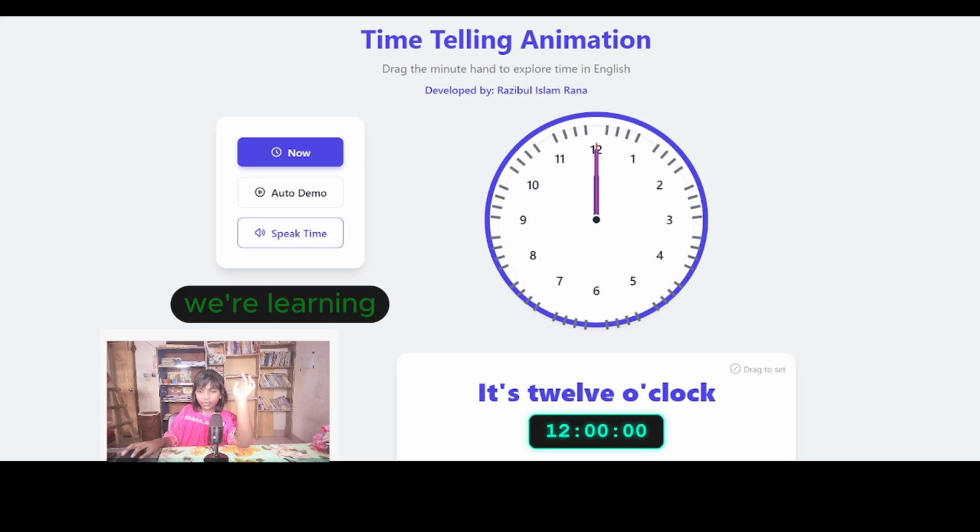Alright, so today we're learning about time telling animation. It's super easy and this is developed by my dad. Well, developed is correct. Tell me in the comments.